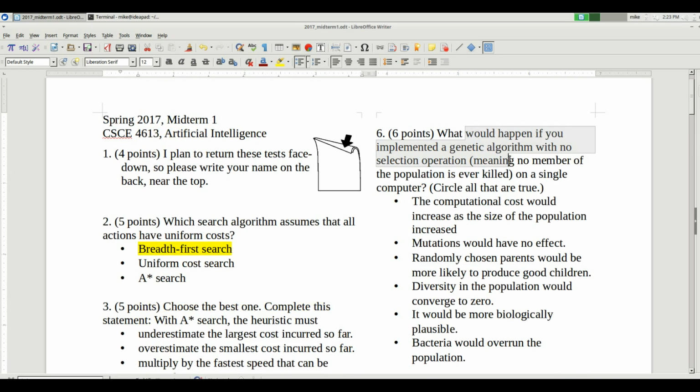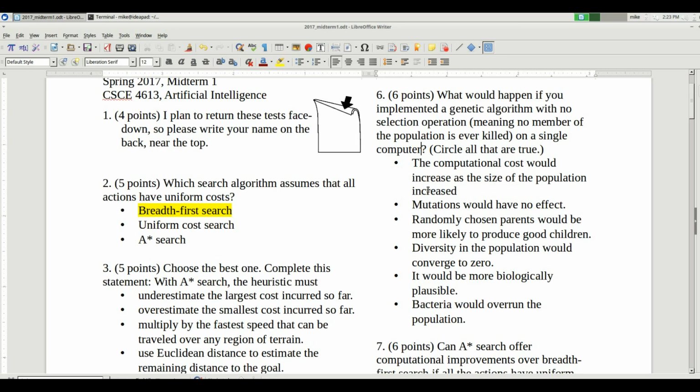What would happen if you implemented a genetic algorithm with no selection operation, meaning no member of the population is ever killed, on a single computer? As I looked through the answers on this one, it became clear to me that when I taught genetic algorithms, I tried to make it clear that we were just doing one way of doing genetic algorithms. It's more of a theme of algorithms than it is really a specific algorithm. Did that come across?